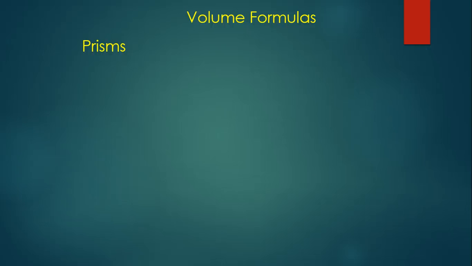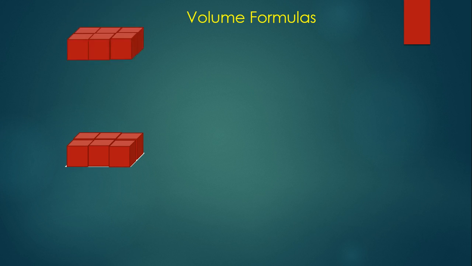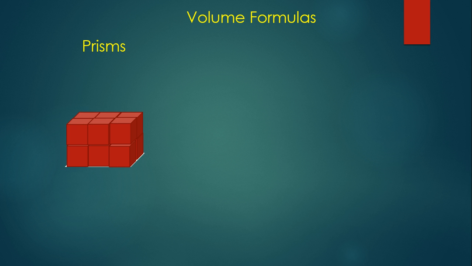So starting with prisms, what we said was that if we think about the shape of the base of a prism and we find the area of that base, in this case we'd have 6 square units of area, we can then think about what happens if we create something that has a volume by stacking some layers on top of it. So in this case, we have a shape that has 6 square units of base area and a height of 2. To find its volume, we would simply take that base area of 6 times its height of 2 to get a volume of 12 cubic units.